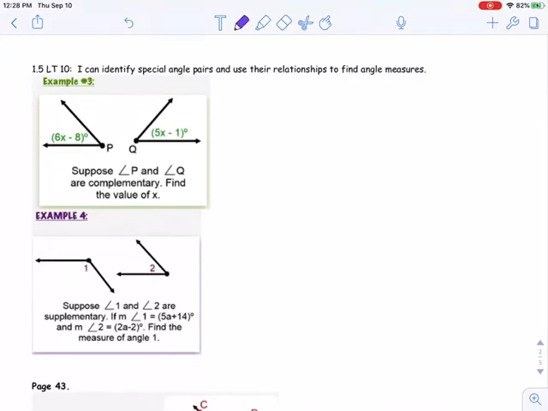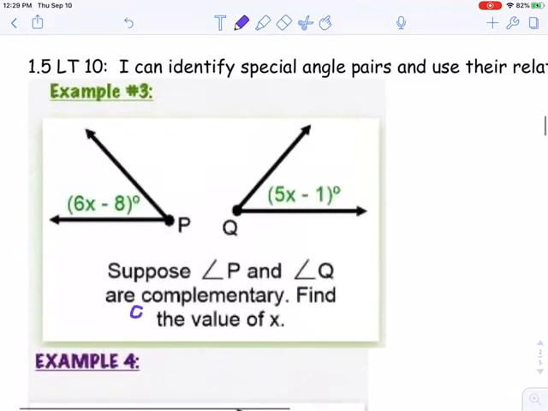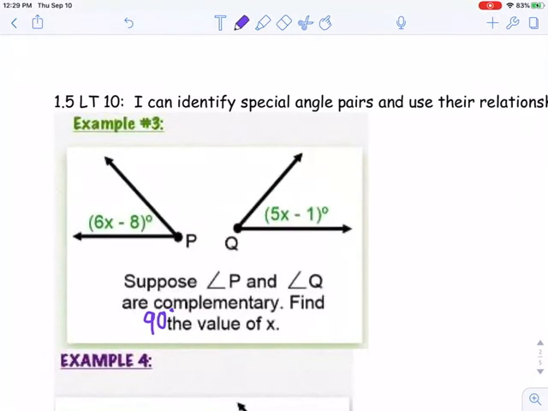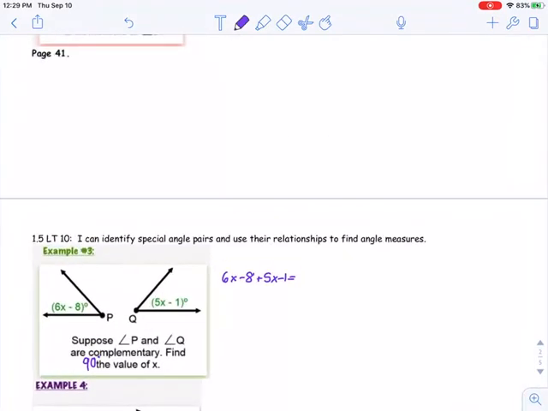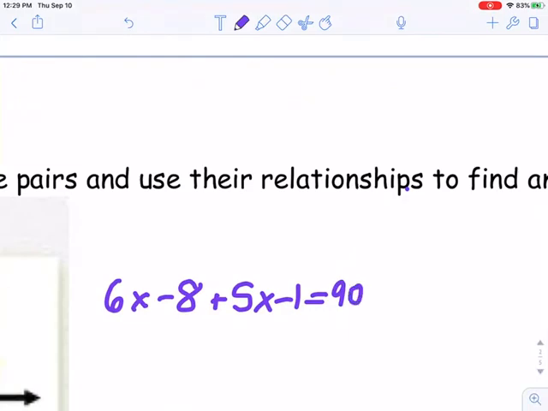All right, so we're just progressing right along, picking up right where we left off. So again, complementary, boom, 90 degrees. This stuff we have to say immediately. So that means these two angles are going to add up to 90 degrees. 6x minus 8 plus 5x minus 1 equals 90 degrees.